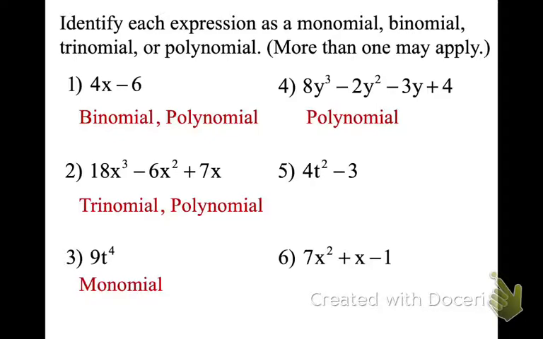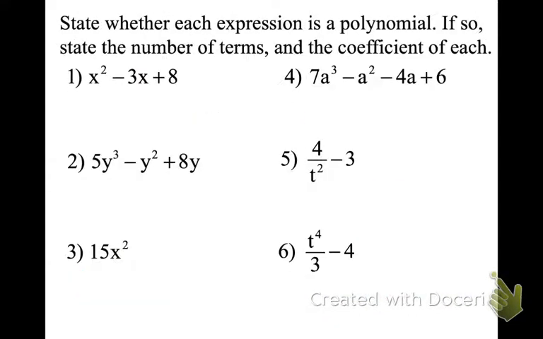The next one, number 5, is a binomial. This next one is a trinomial. Oh, binomial, and it's part of the polynomial family. And the last is a trinomial and a polynomial. State whether each expression is a polynomial. If so, state the number of terms and the coefficients of each. Okay, I'm going to remind you, the term ends when you see the plus or minus sign.